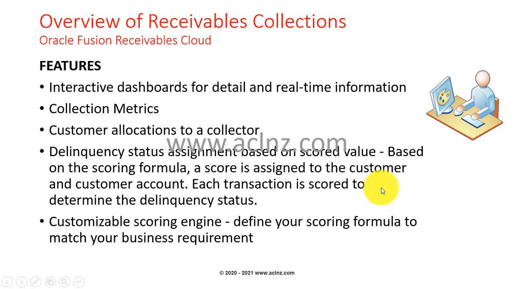You can also configure your dashboard and arrange the customers based on the scoring criteria. You have something called a customizable scoring engine, which you can use to define your scoring formula to match your business requirements. But what I'm going to show in this particular demonstration is the dashboards wherein scoring can be viewed by each customer account. Okay, so let's go into Fusion Applications Cloud for collections and view all these features one by one, starting with interactive dashboards.